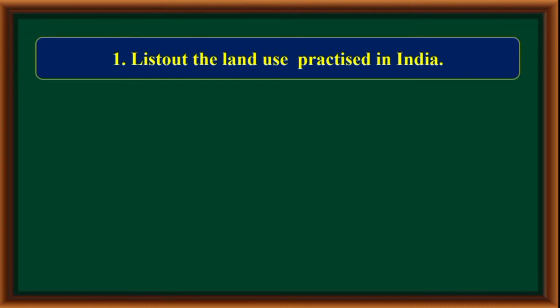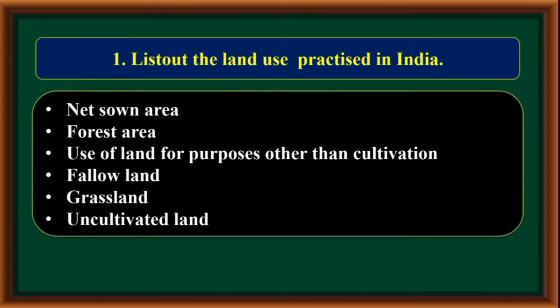List out the land use practiced in India. Net sown area, forest area, use of land for purposes other than cultivation, fallow land, grassland, uncultivated land.